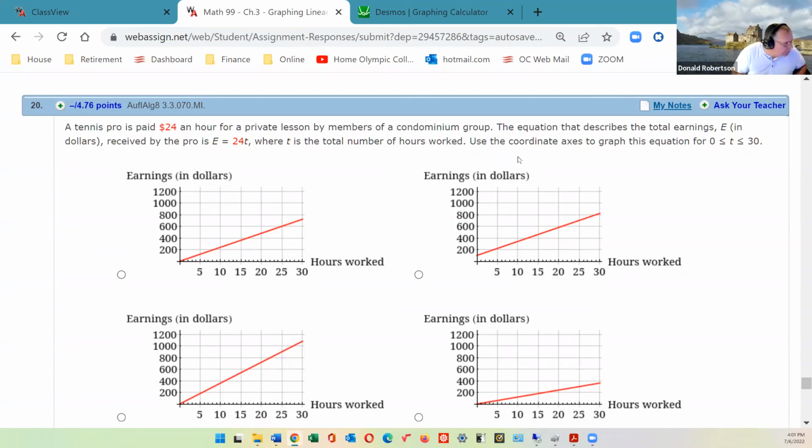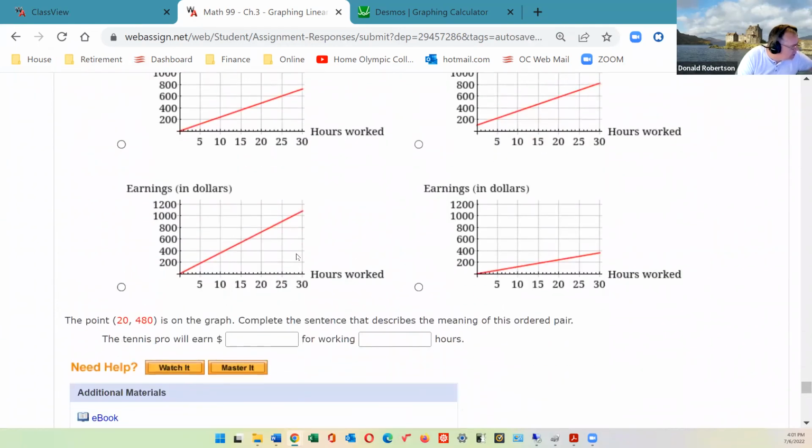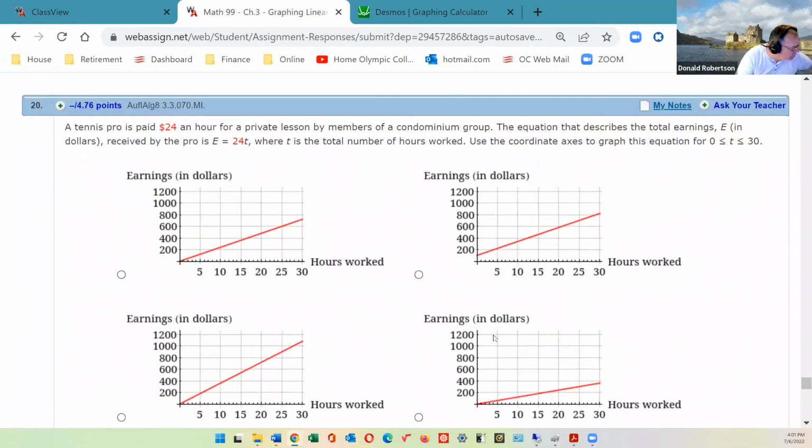So if he works 10 hours, he will make 24 times 10. If he works 40 hours, it's a busy week, 24 times 40 is how much he would earn. Now it says use the coordinate axes to graph this equation. So we are really looking at 4 possible graphs of what this would look like. The first thing that strikes me is if t is 0, won't the earnings be 0? So for that reason I'm throwing that one out, because if you look carefully, that's not 0.